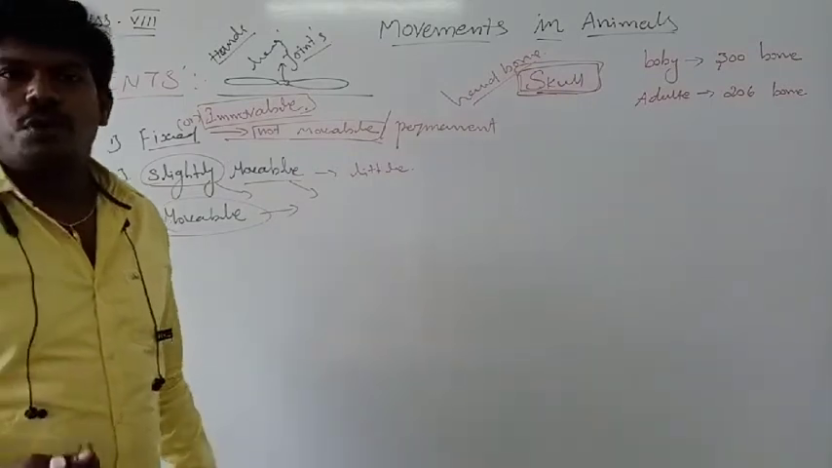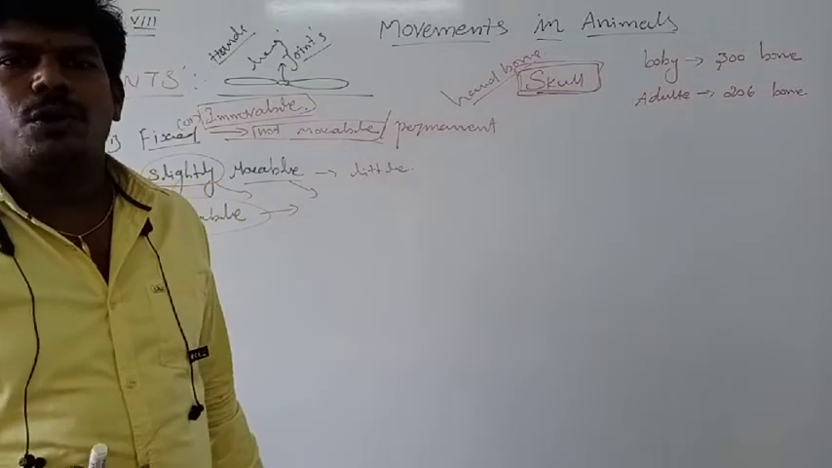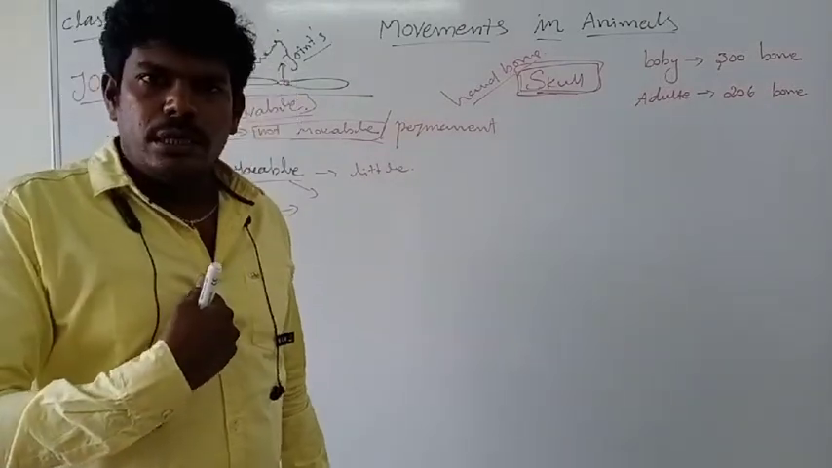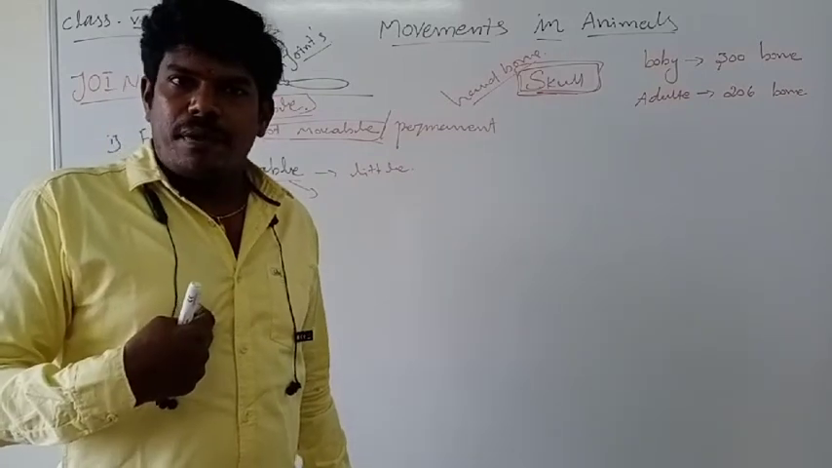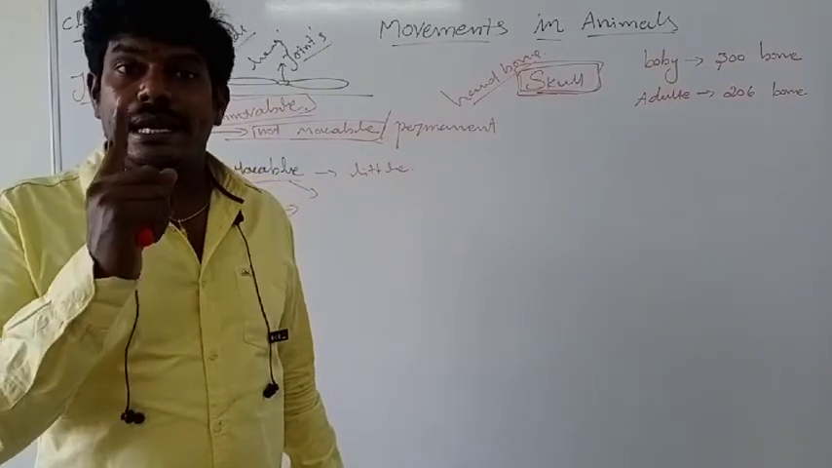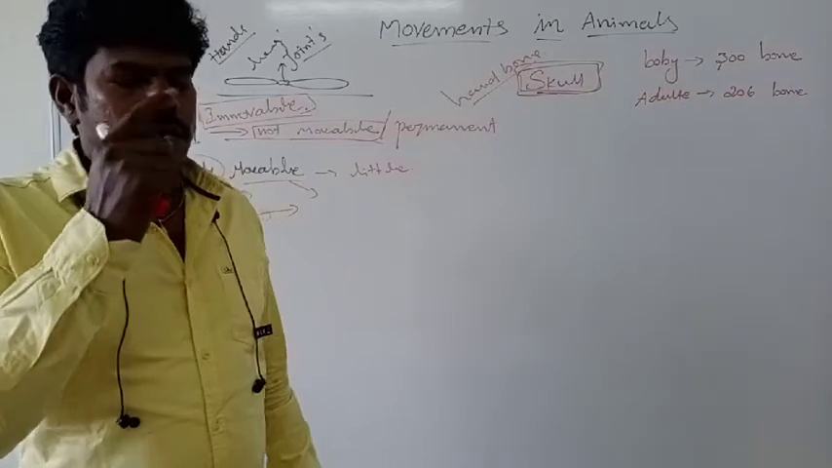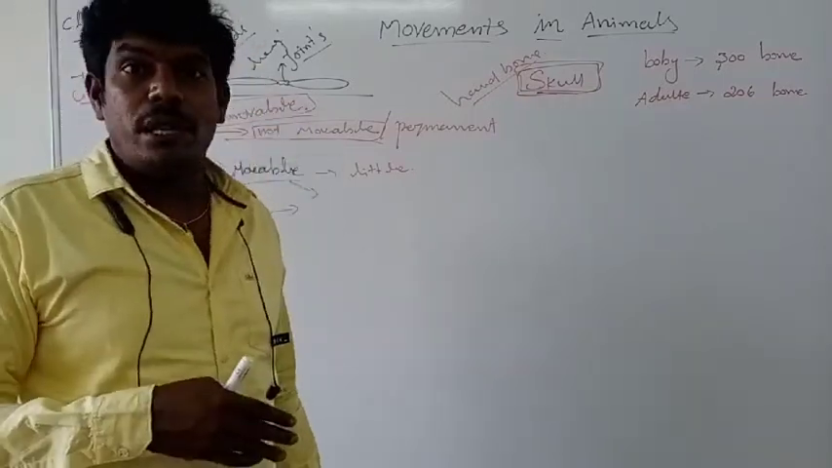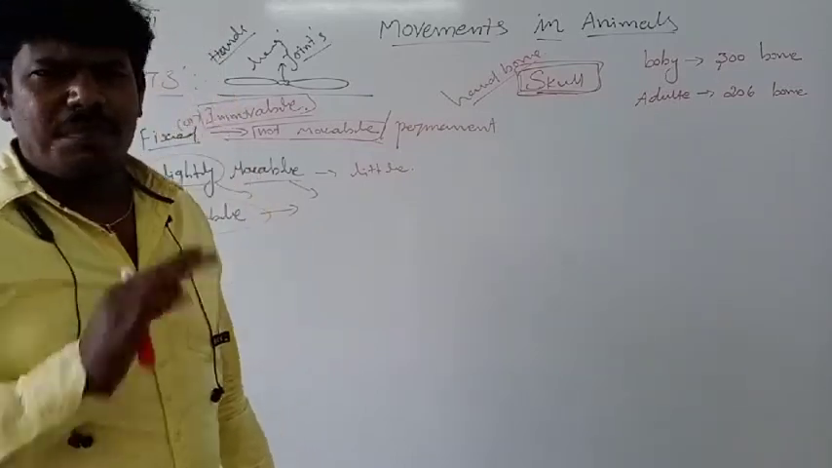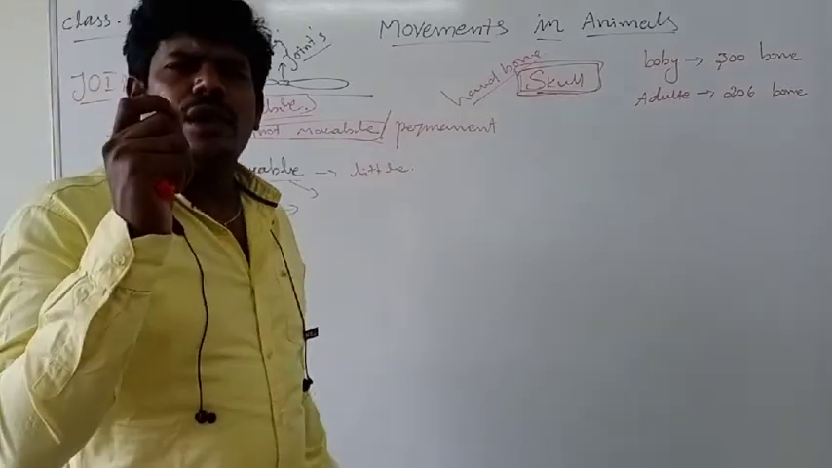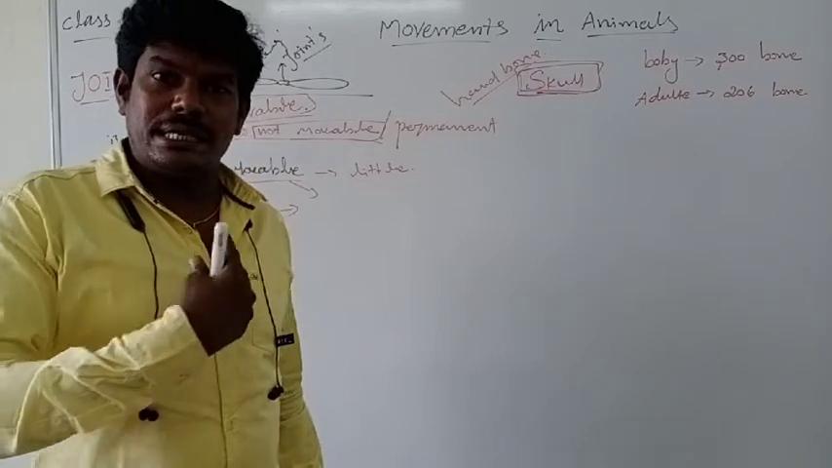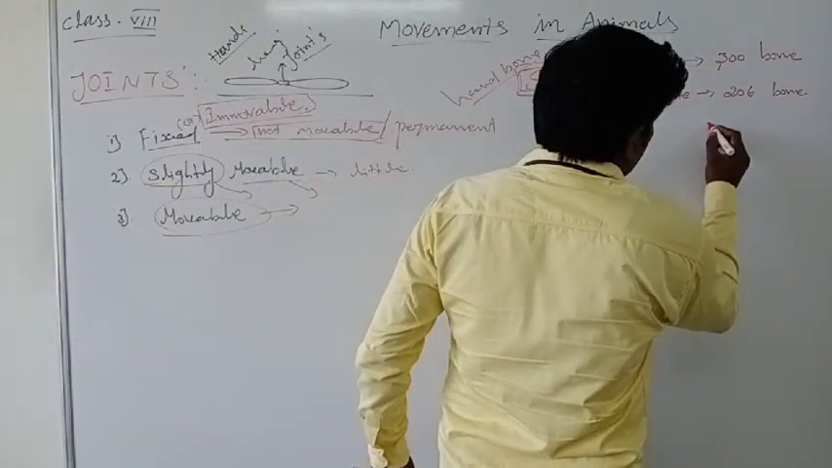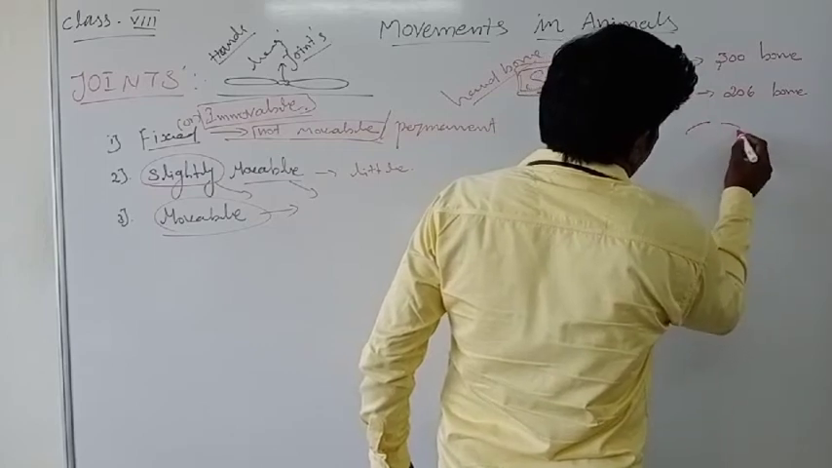Rib and breastbone: where are they present? The rib is present in the chest part. This is the rib bone. You can easily identify them, for example in marasmus-affected persons; when you see them, you can identify how many rib bones are present, because there are 12 pairs of rib bones. That is the chest bone, present like this.